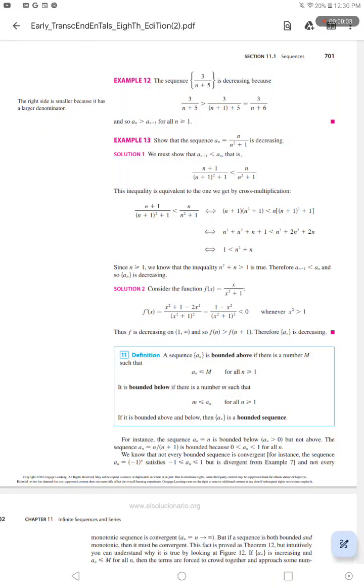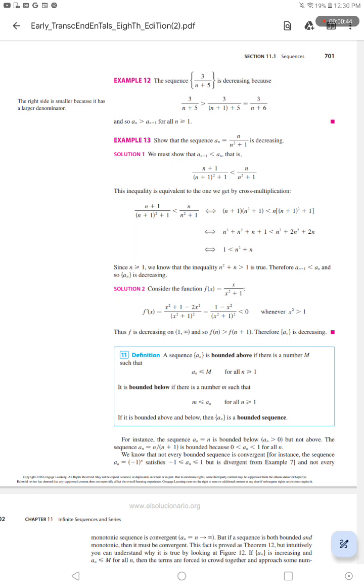Example 12. The sequence (3/(n+5)) is decreasing because 3/(n+5) is greater than 3/(n+1+5) = 3/(n+6). And so a_n is greater than a_(n+1) for all n greater than or equal to 1. Sidebar: the right side is smaller because it has a larger denominator.